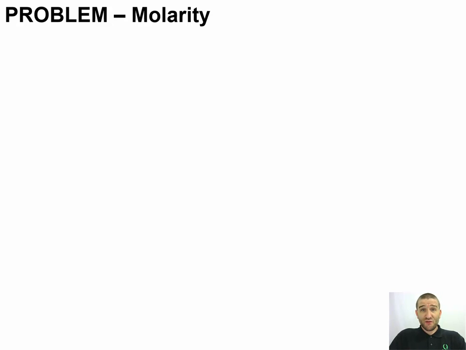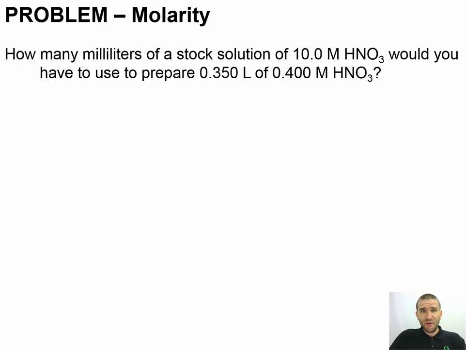So in this problem video, we're going to have two different calculations that you can try. So the first one: how many milliliters of a stock solution of 10.0 molar HNO3 would you have to use to prepare 0.350 liters of 0.400 molar HNO3? Go ahead and pause the video and give that one a try.